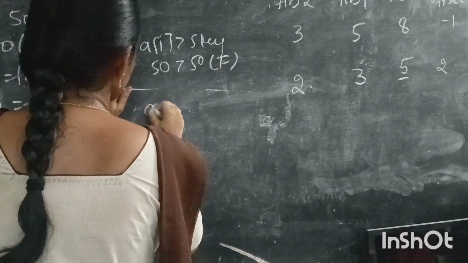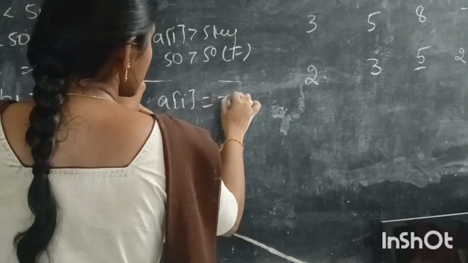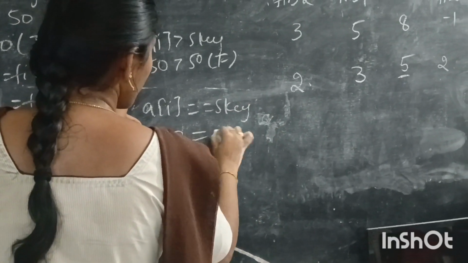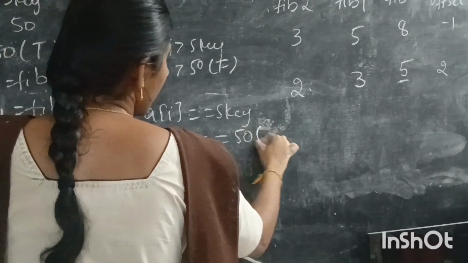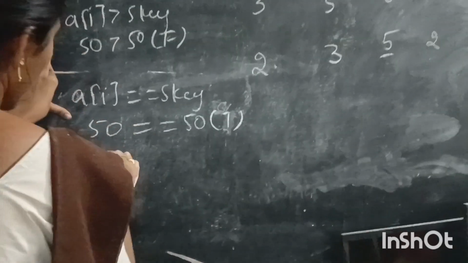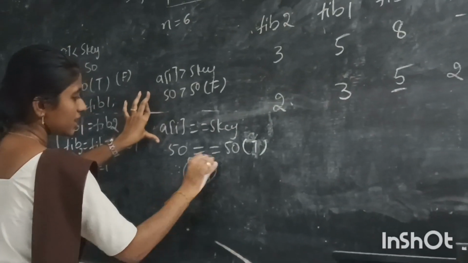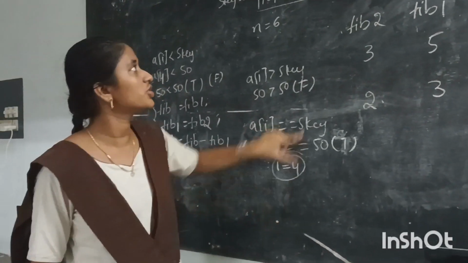Now we have to check A of I equals search key. A of I means 50. 50 equals 50, condition will be true. So we have to return the position I value. I value means 4. Now the search key element 50 is in the position of 4.